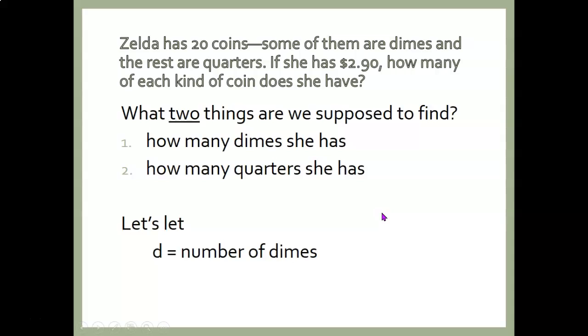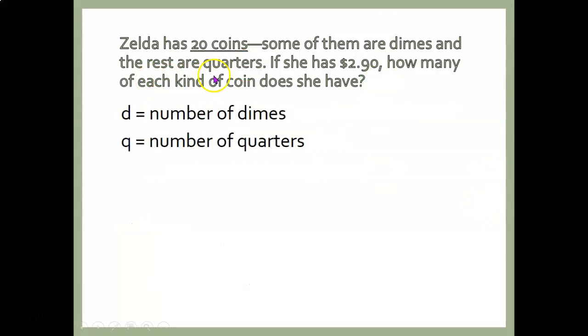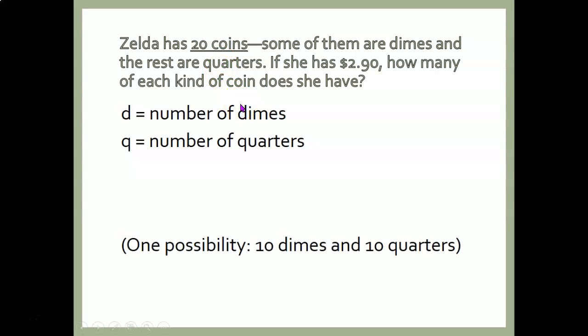Okay, let's let D stand for the number of dimes, and Q can stand for the number of quarters. Now we need to come up with two separate equations that both have D and Q in them. One of them comes from there's 20 coins. So maybe there's 10 dimes and 10 quarters. Maybe there's 15 dimes and 5 quarters. Maybe there's 1 dime and 19 quarters. But these two numbers have to add up to 20. So D plus Q equals 20.